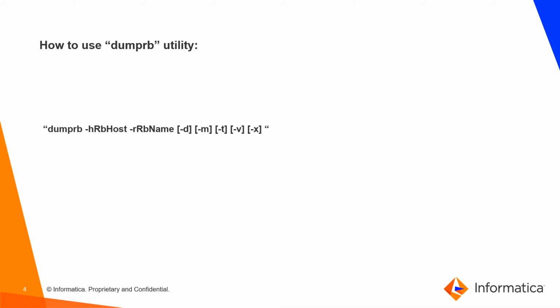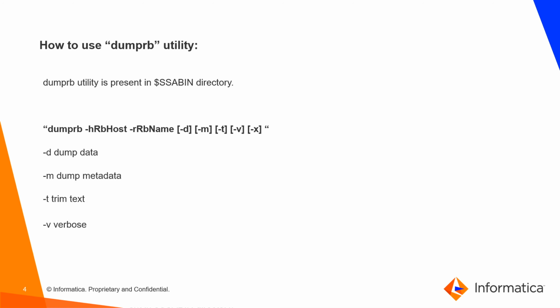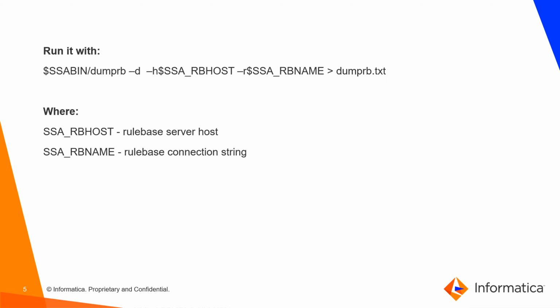How to use the dumprb utility? This is the syntax for the dumprb utility, and this utility is present in the SSA bin directory, and these are some optional parameters for it. So this is the complete syntax for the dumprb utility. Here -h and -r are the common parameters. -d is an optional parameter, this is for data dump.